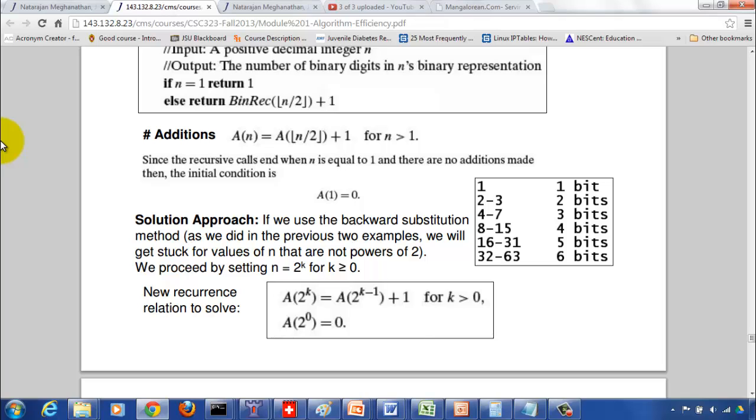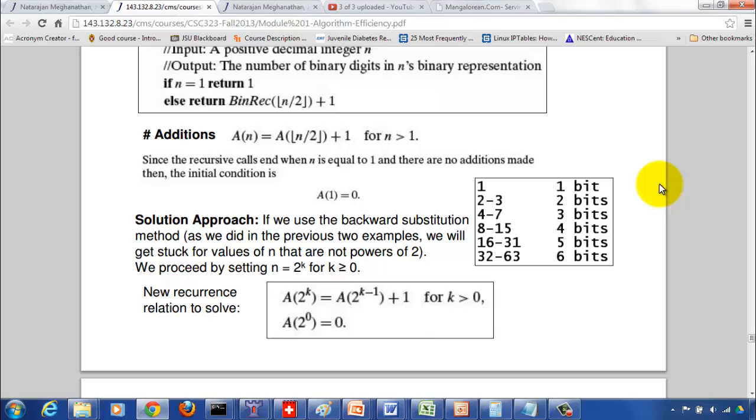Then 4 to 7, right? 1 0 0, 1 0 1, and all these things, you need 3 bits. Then 8 to 15, you need 4 bits, and so on. So you see here the range doubles, right? 1, and then 2 to 3 is 2 integers, and 4 to 7 is 4 integers, then 8 to 15 is 8 integers, then 16 to 31 is 16 integers, 32 to 63 is 32 integers, and so on. So as you increase the number of bits by 1, the range doubles.